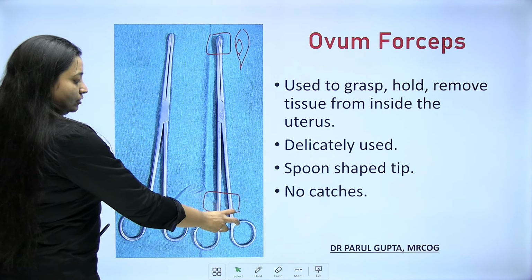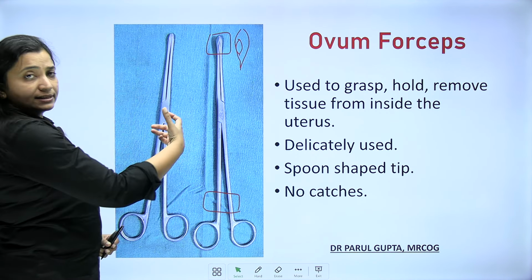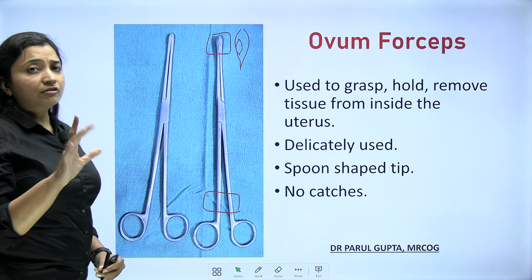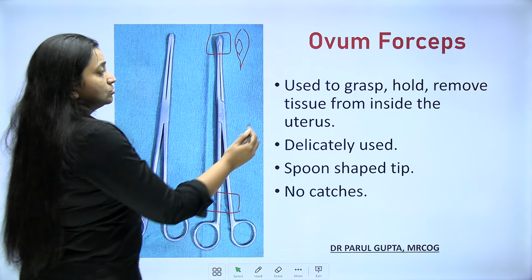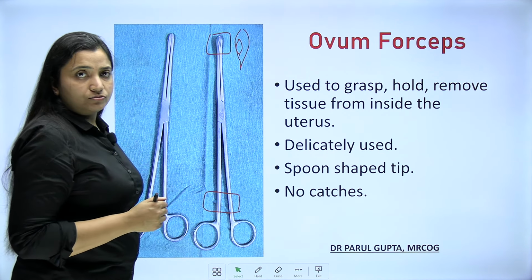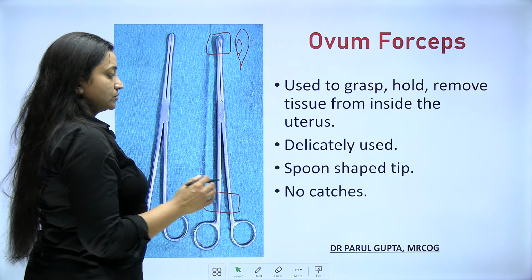So in a closed fashion we enter inside the uterus, we try to catch hold of things in a delicate fashion without traumatizing the uterus. There is no catch, so anything which is loosely lying inside the uterus will come out, but anything which is tight and which is stuck somewhere will not come out. So it is used to grasp, hold and remove tissue from inside the uterus, and it is delicately used.